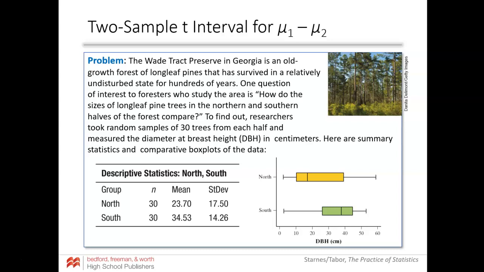All right, so here we have a problem about a preserve in Georgia. The Wade Tract Preserve is an old growth forest of longleaf pines that has survived in a relatively undisturbed state for hundreds of years. One question of interest to the foresters who study this area is how do the size of longleaf pine trees in northern and southern halves of the forest compare? So to find out, they took some random samples, 30 trees from the northern half and 30 trees from the southern half, and they measured the diameter at breast height, abbreviated DBH, in centimeters. Here are the summary statistics.